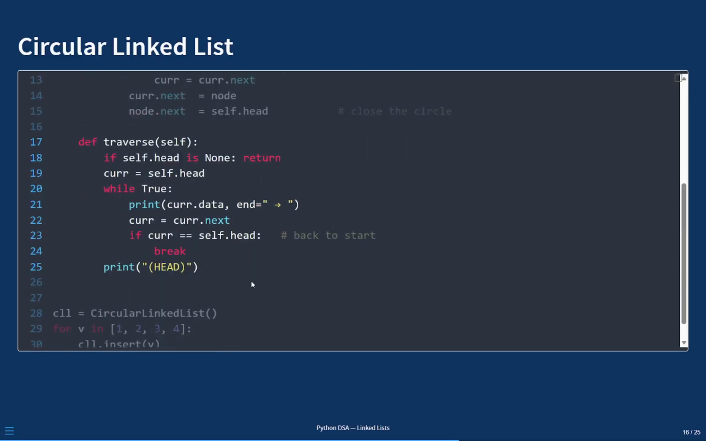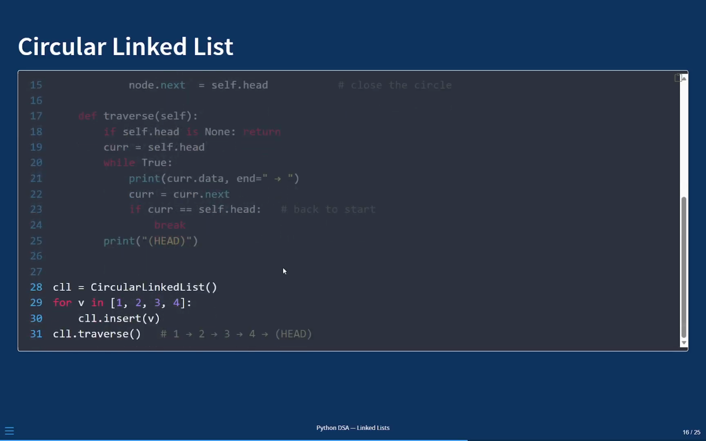Traverse is a while True loop. We print each node's data and advance, and we stop when cur loops back to self.head. Important, you would never use while cur, the way you do in a singly linked list. cur will never become None. Always use the back-to-head sentinel as your stopping condition, or you'll infinite loop. The demo inserts 1 to 4, and traverse prints 1 → 2 → 3 → 4 → head.